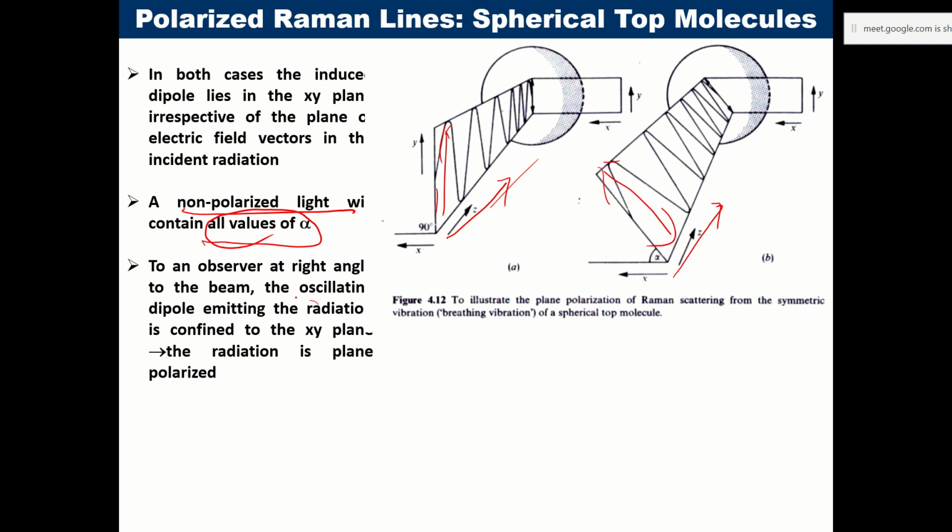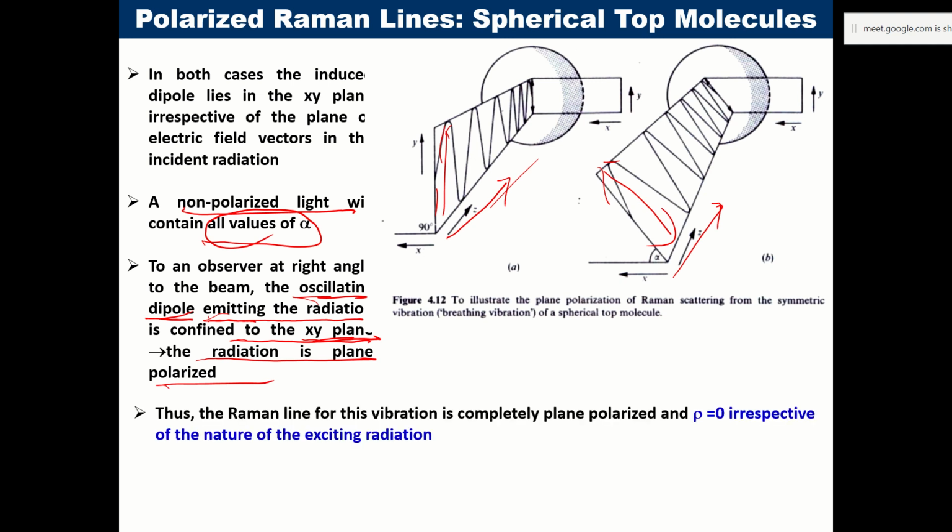radiation emitted. The oscillating dipole that is induced in the molecule is vibrating, and because of the vibrating, oscillating induced dipole, the dipole gives out radiation, and the oscillation of the electric field in that radiation is found to be only in the xy plane. That is, you have plane polarized light in both cases.